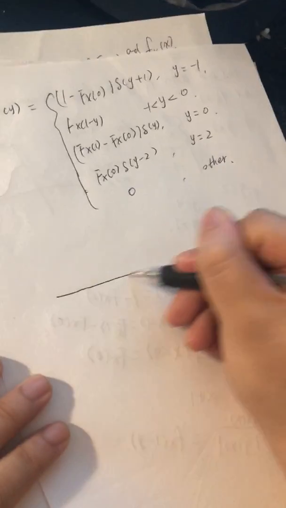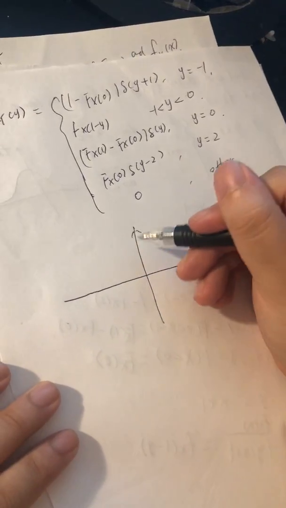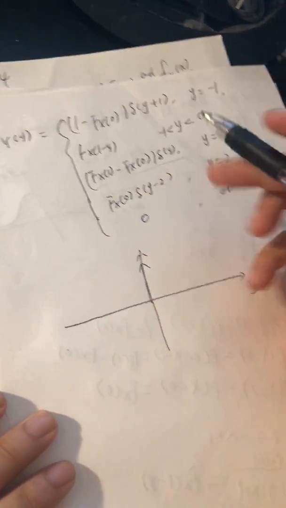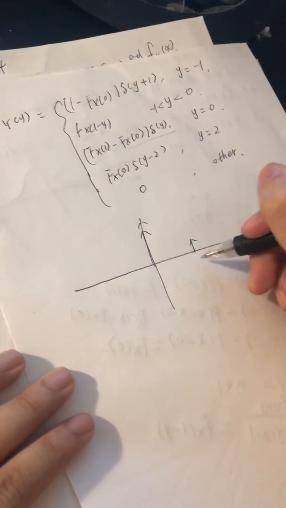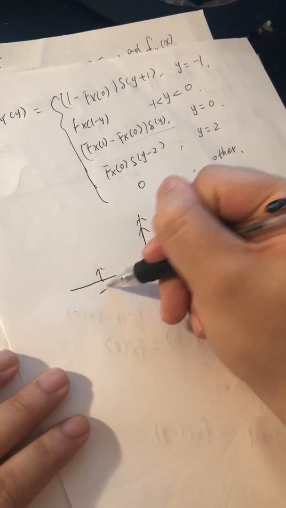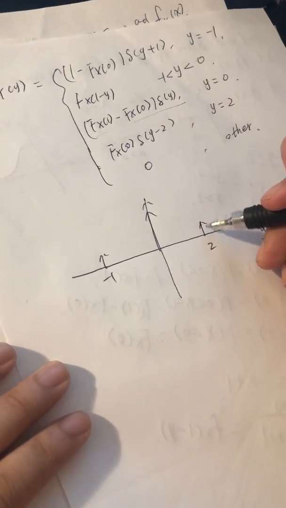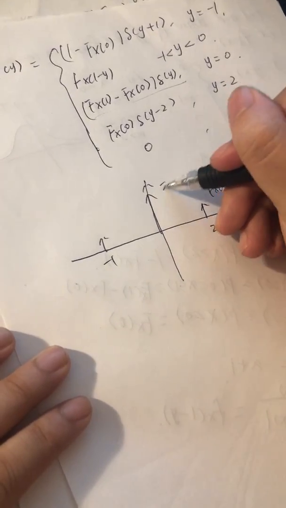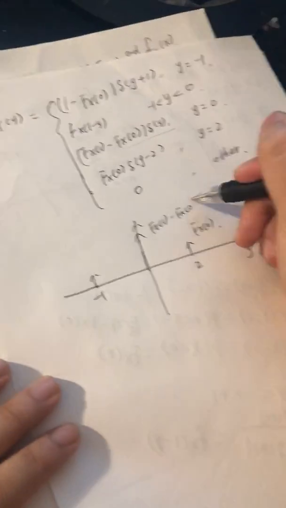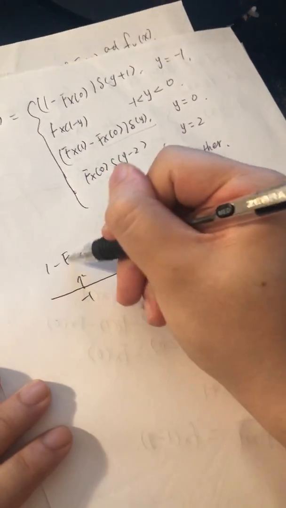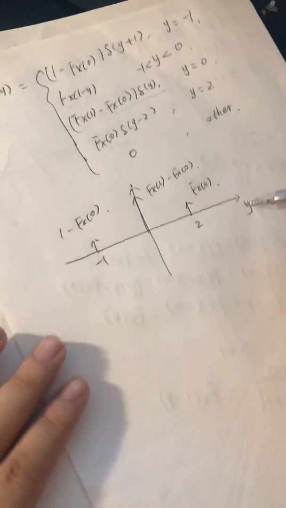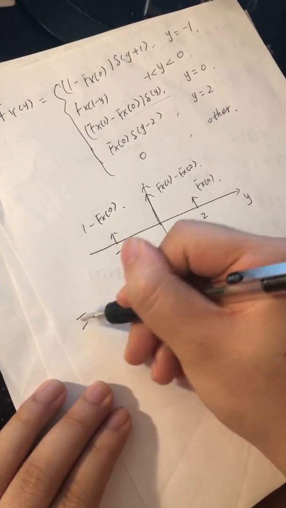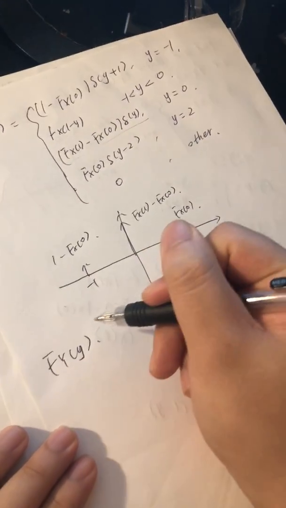And the graph should look like this: when y equals 0, it equals this, and when y equals 2, it has an impulse, and also when y equals negative 1. This should be F_X(0), this will be F_X(1) minus F_X(0), and this will be 1 minus F_X(2). And now we have to calculate the capital F_Y(y).